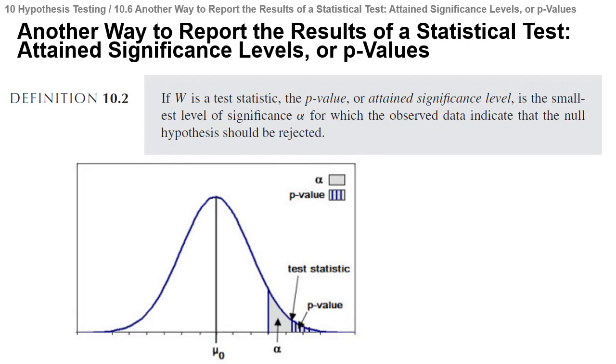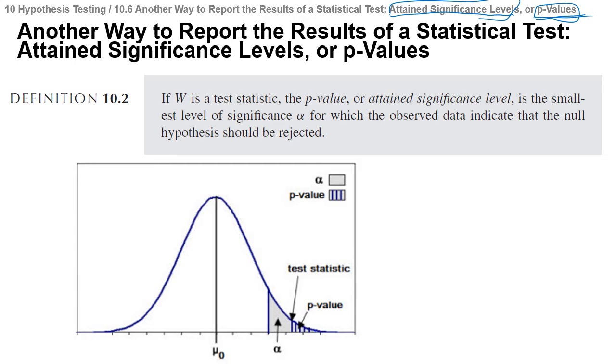Let's move on to chapter 10.6. Another way to report the results of a statistical test: attained significance level, or p-value. We call it this way, but most of the time we just call it the p-value. And let's see what it is.